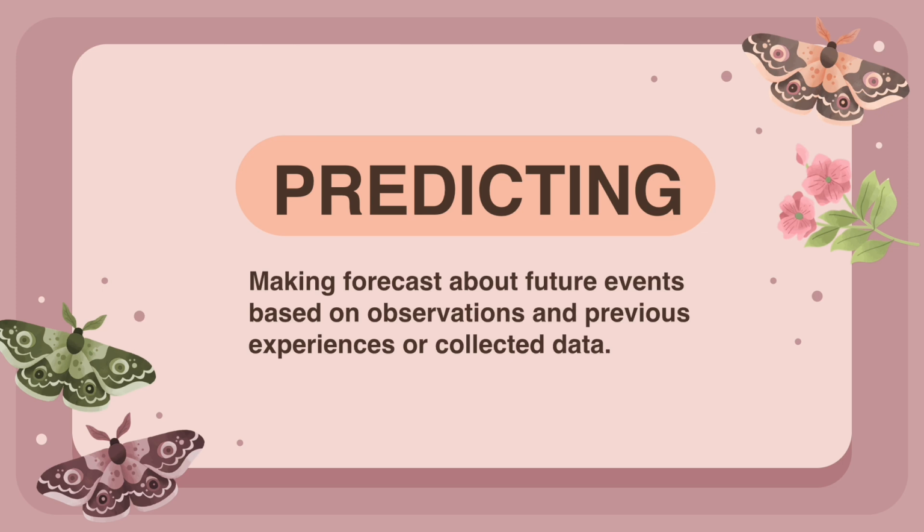Next science process skill is predicting. Predicting is making forecasts about future events based on observation and previous experiences or collected data.